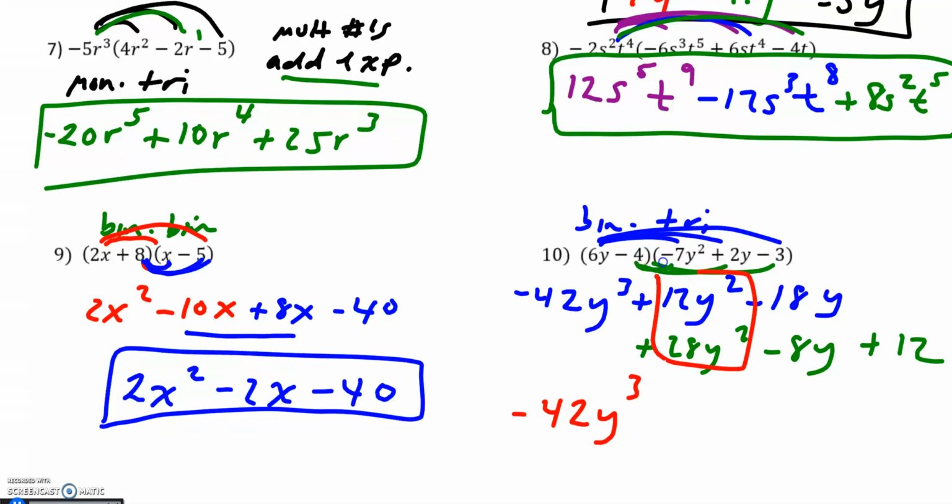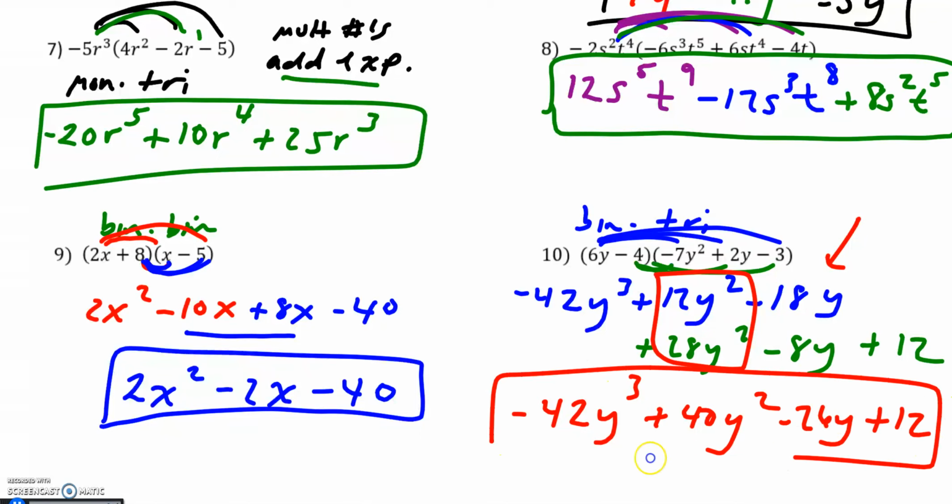These two terms are like because they both have y squared, so that would be plus 40y squared. These two are like terms, and that would be minus 26y, and then plus 12. So this would be my final answer as a polynomial for number 10 in standard form.